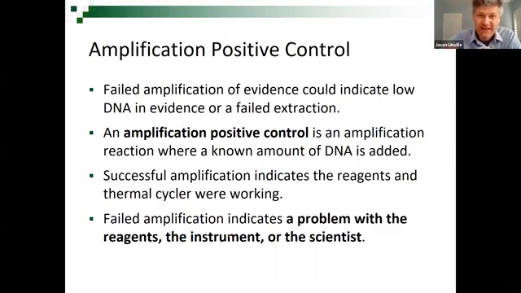So when we put DNA into the reaction, we know every single time we run that positive control, we should get DNA amplified, and it should be a specific profile that matches the cell line of the DNA we bought. So an amplification positive control is a little bit different from an extraction positive control. It's an amplification where we know we've added DNA. If we have successful amplification, that tells us everything's working: the reagents are good, the DNA is good, and the reaction was performed correctly.